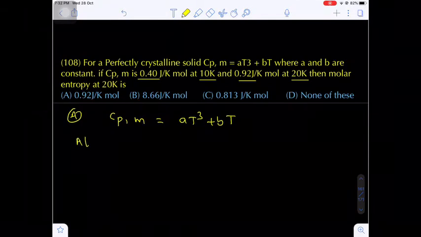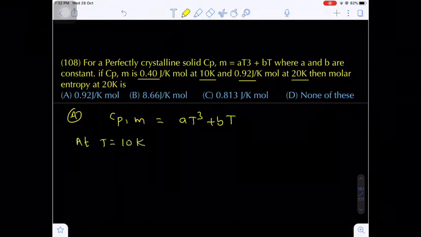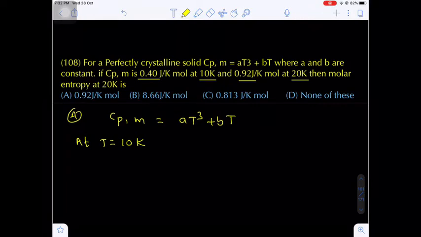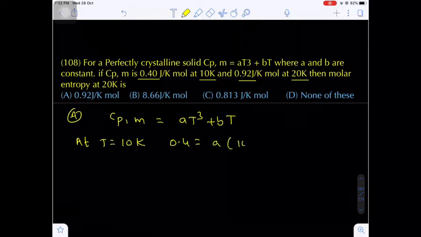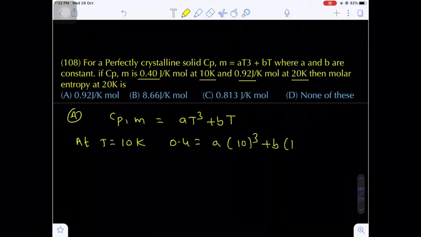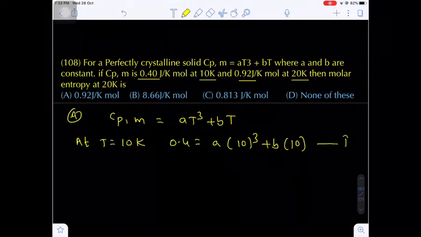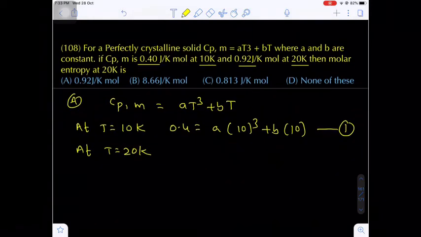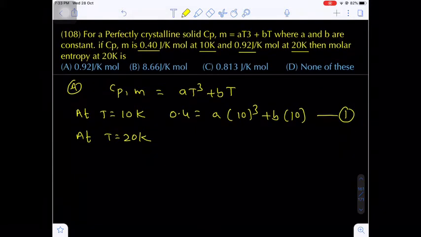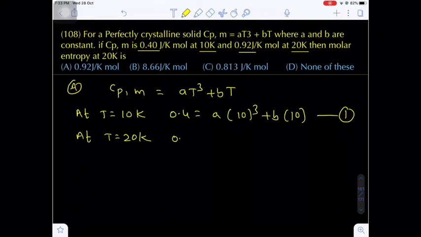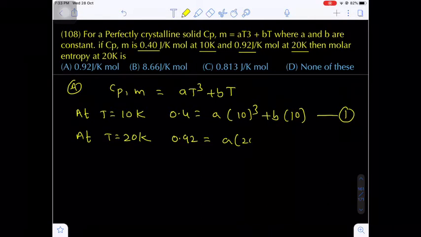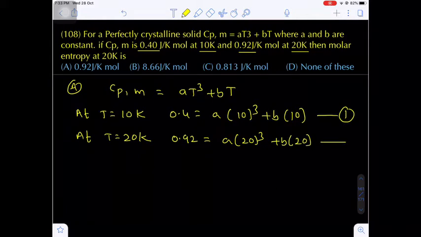Let's suppose when the temperature T is equal to 10 Kelvin, the molar heat capacity at constant pressure is 0.4, which is equal to A into 10 cube plus B into 10. Are you getting my point? So this will be equation number 1. Similarly, at another temperature, 20 Kelvin, the molar heat capacity at constant pressure is 0.92, which is equal to A into 20 cube plus B into 20. So this will be equation 2.